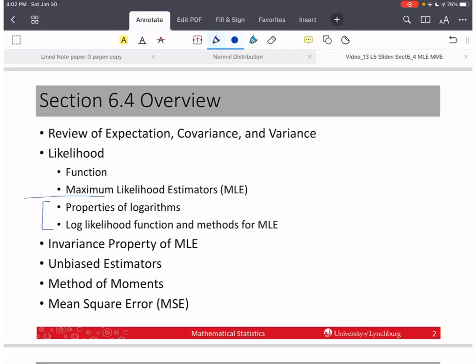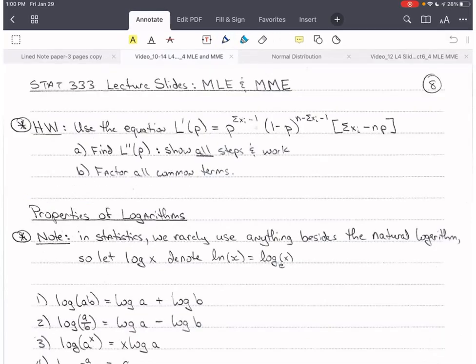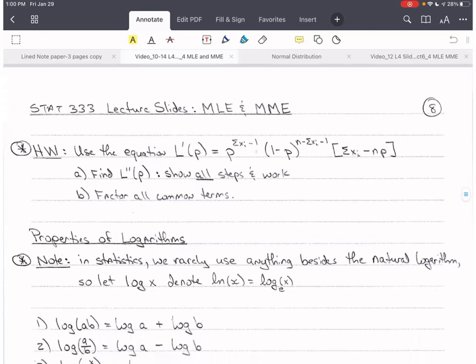So let's get started. Last time we talked about the likelihood function, and we used the derivative of it and set that equal to 0 to find a maximum, and then we had to check it. I said that you need to use the first derivative test because the second derivative test is going to be a nightmare. So that is what I'm going to assign you as one of your homework problems.